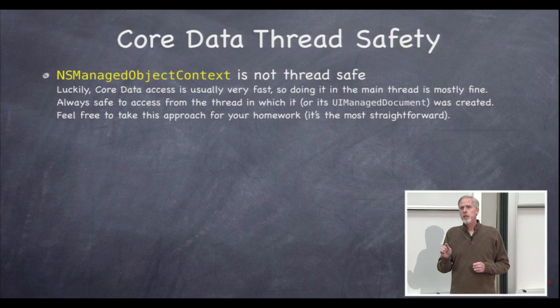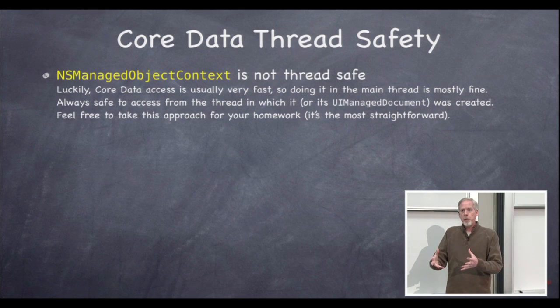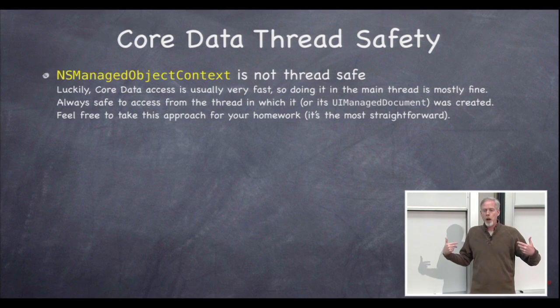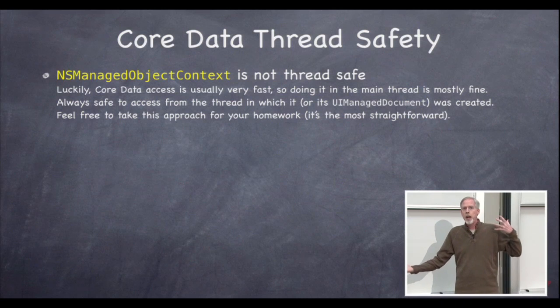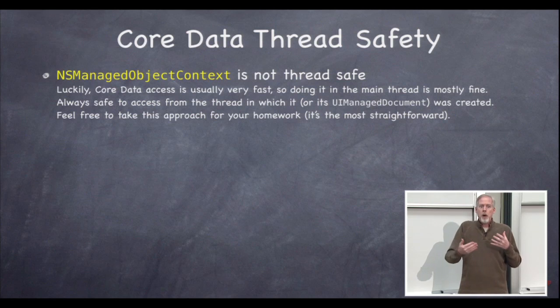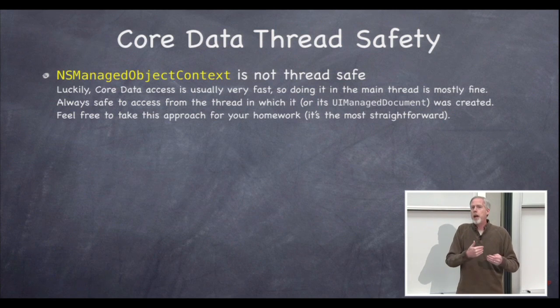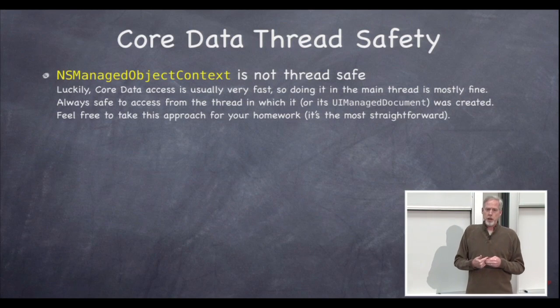Okay? So understand that. Now, you obviously can have a single database that has multiple UIManagedDocuments with multiple contexts. They could be created in different threads. That's all fine, except for the fact that you have to manage the interaction of them, and that's beyond the scope of this class. So for this class, NSManagedObjectContext, only access it in the thread you created. You will not need more than one for your homework.